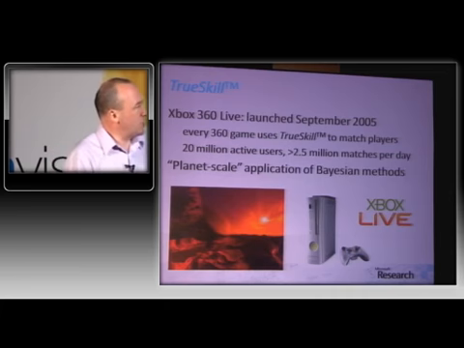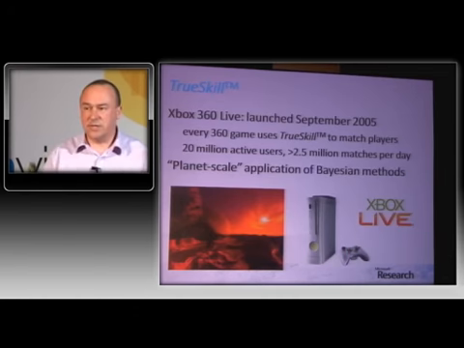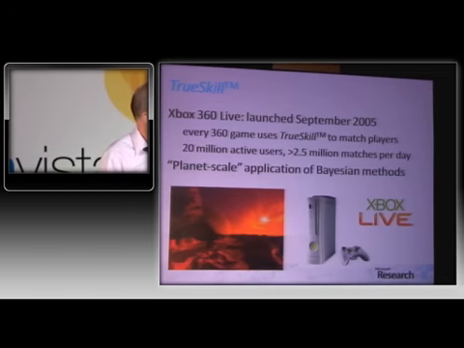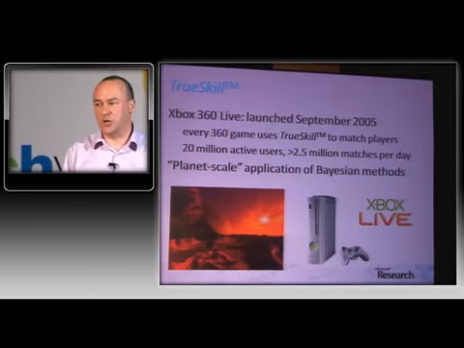And the numbers for this are quite impressive. This involves millions of users, millions of match outcomes per day, and this has been running 24 hours a day, 7 days a week since the launch of the Xbox 360. So I think this represents one of the first, possibly the first, what I call planet-scale application of Bayesian inference. So Bayesian inference has really come of age.